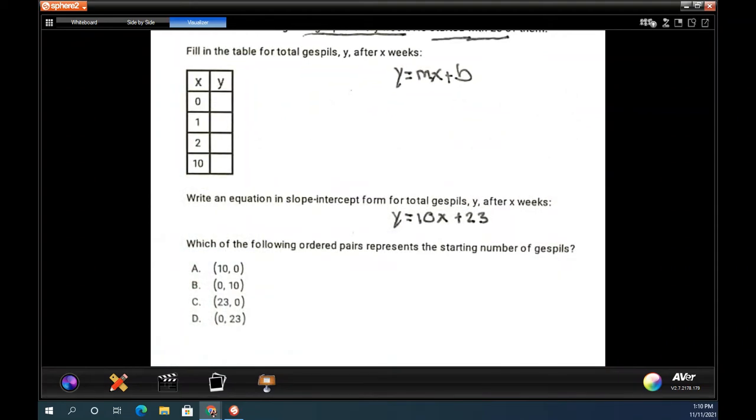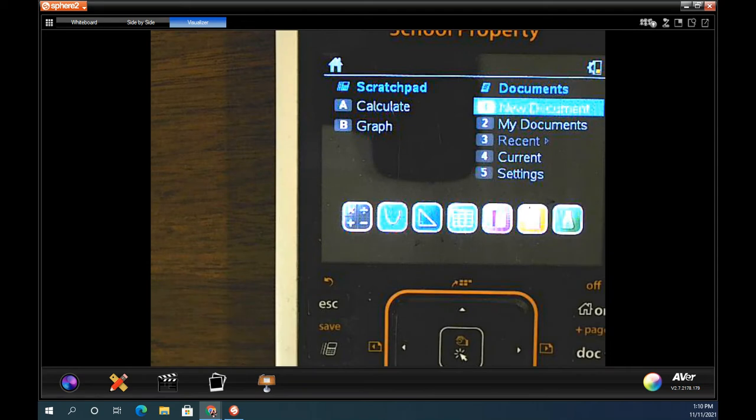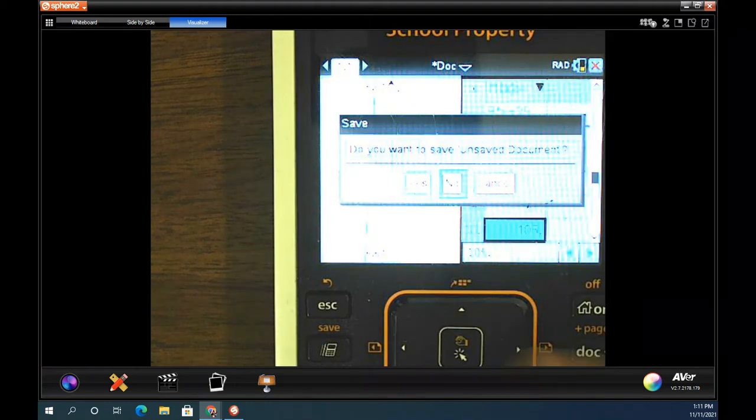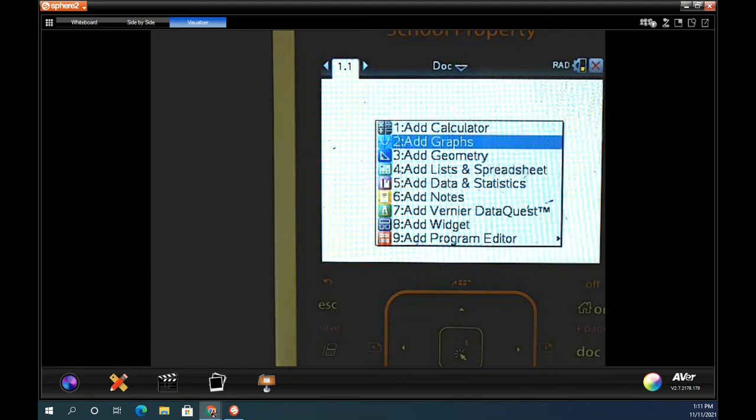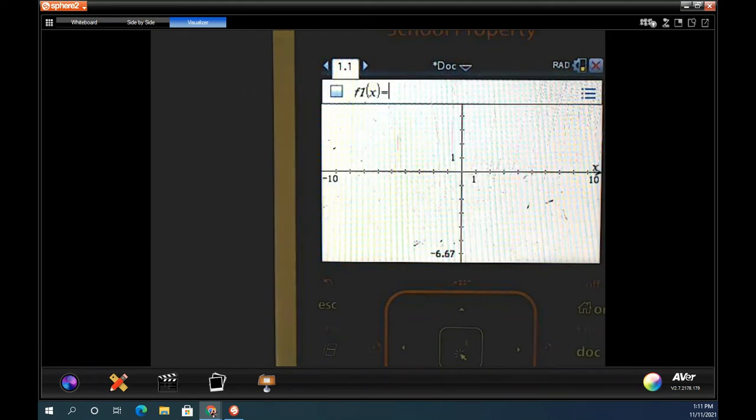Now, go to your calculator. Better do it. I had some that didn't do it. Go to your home screen. Hit on. Now, all you have to do is new document. It's always no. Hit enter. And we're going to add a graph. Hit enter. Now, we're going to type in that equation.